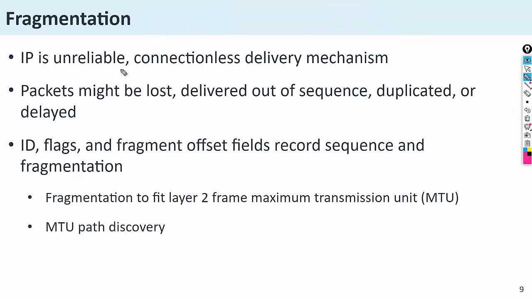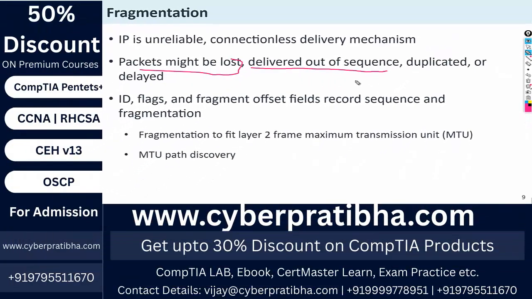It is used for protecting against cases where a packet might be lost, delivered out of sequence, duplicated, or delayed. So for protecting against all these things, fragmentation is required. Also, it is an unreliable, connectionless delivery mechanism for sending packets from one location to another location.